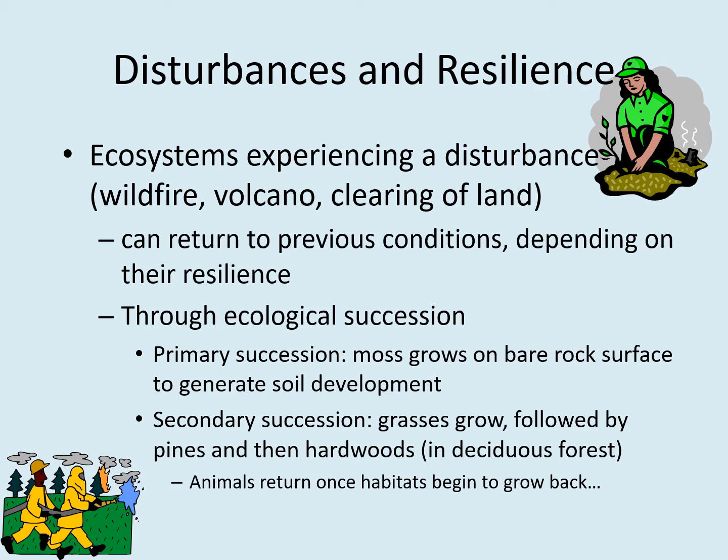Secondary succession occurs after primary succession or in a region where the soils are still intact. And in this case, grasses begin to grow back, followed by trees, starting with the softer wood trees and then followed by hardwood trees. And then finally, once plants and trees begin to grow back, animals return once they have a habitat and a food source to return to.